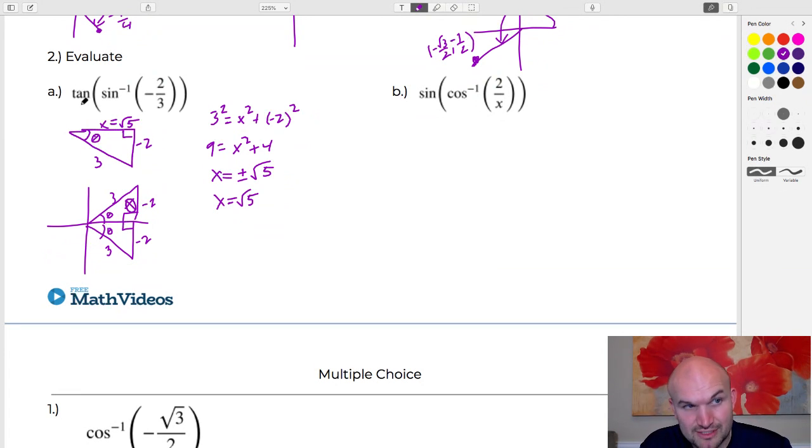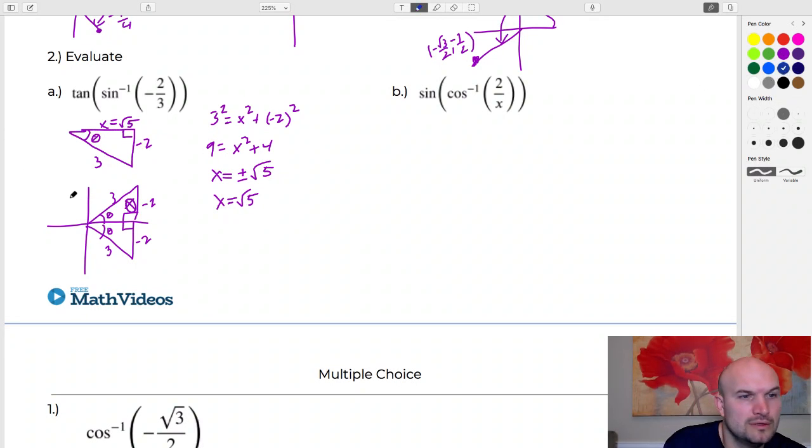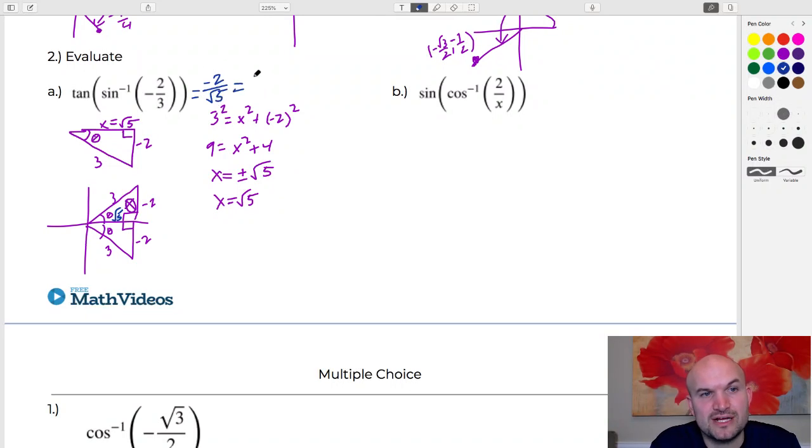So the sine inverse gives us the triangle, and then we take the tangent. I'll just put the square root of 5 as the adjacent side. So that's going to equal negative 2 over the square root of 5, opposite over adjacent, and then we can rationalize the denominator. And boom, there you go. So, check. Awesome.